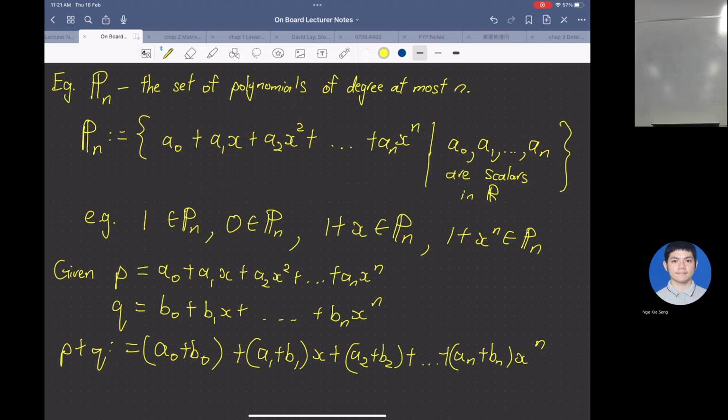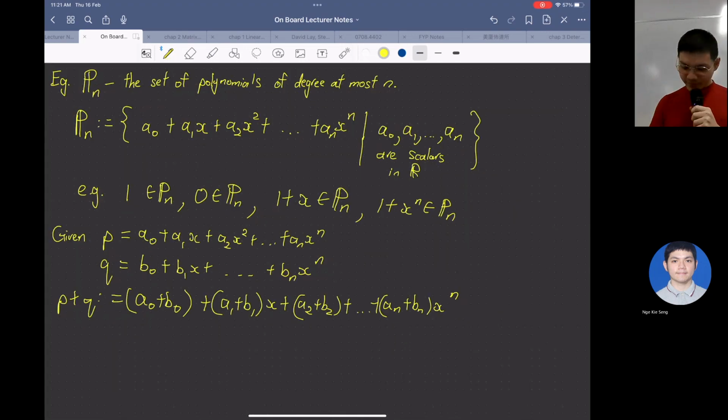So next time you see your high school teacher, you say, why can you do this? Because this is a vector space. Anyway.